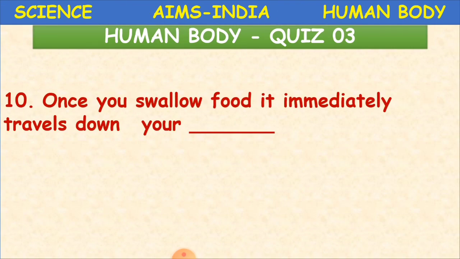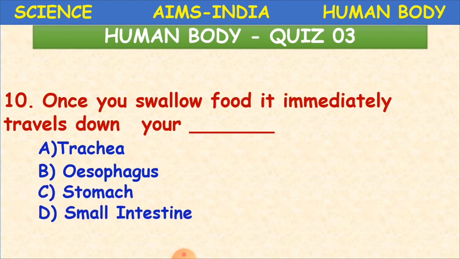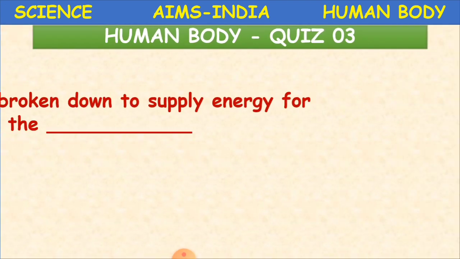Now the next question. Once you swallow food, it immediately travels down your dash. Trachea, esophagus, stomach, or small intestine. So as we said, it is going to travel down our food pipe. And the scientific name of our food pipe is what, children? Option B, esophagus. Okay, clear? Yes, and the other question.